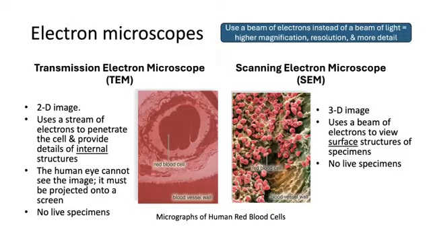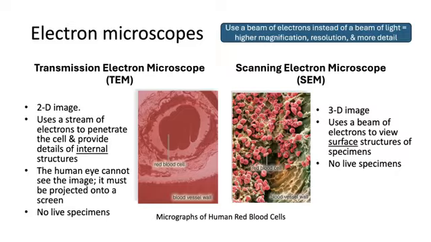So we don't really have too much going on in this red blood cell here, but if we were to take another cell, we may be able to see a nucleus and a Golgi apparatus and rough ER, and our human eye would not otherwise be able to see that image. So we have to project that onto a screen, and we really can't use live specimens with this.